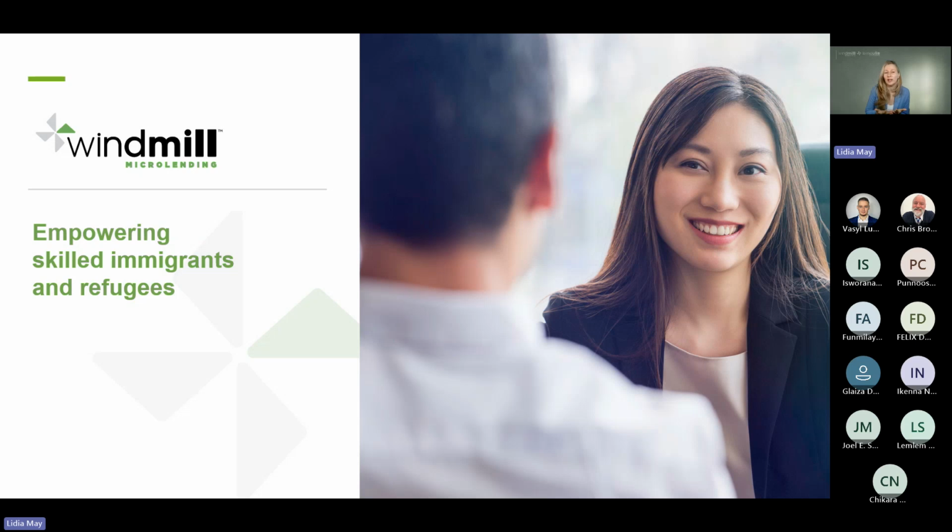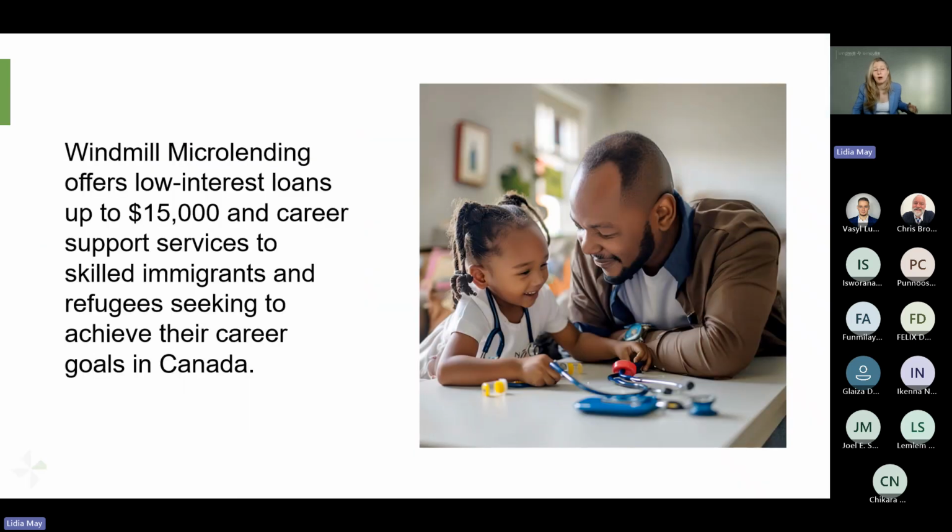So you know our name already. We are Windmill Microlending. And Vasil did a great job in the beginning explaining what we do. We provide affordable loans up to $15,000 exclusively to skilled immigrants and refugees who seek to achieve their career goals in Canada.